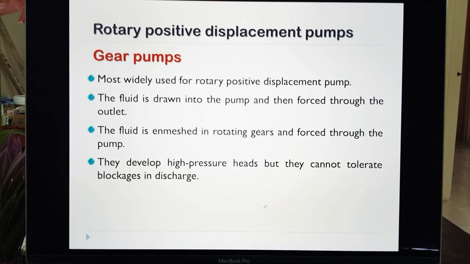Now we move on to another type of pump, known as rotary positive displacement pumps, or gear pumps. The gear pump is the most widely used rotary positive displacement pump. The fluid is drawn into the pump, enmeshed in rotating gears and forced through the outlet. Gear pumps develop high pressure head, but they cannot tolerate blockage in discharge, meaning they cannot tolerate fluid that contains small particles because it can create blockage.